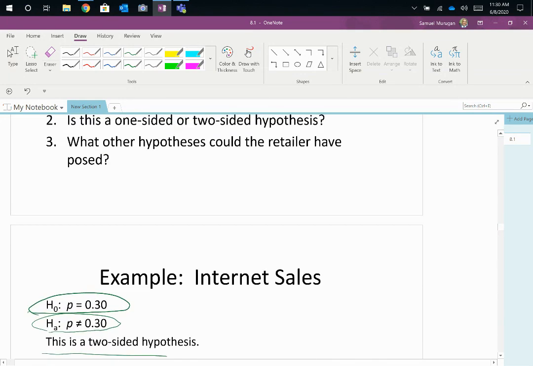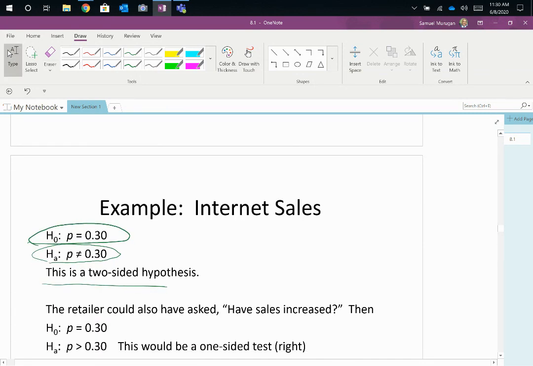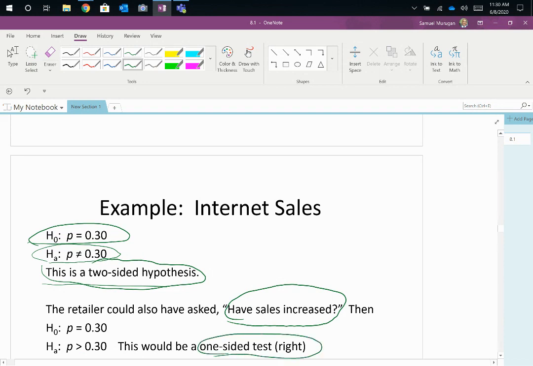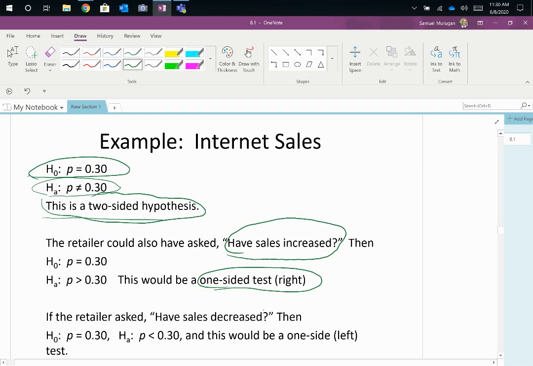Now, the second question says, is this one-sided or two-sided? And we know that this is a two-sided hypothesis because he or she is trying to prove that the sales were not 30%. Now, if the retailer had used the words increased or decreased, then we would have a one-sided hypothesis. If he had said, have the sales increased, we would use greater than, and this would be a one-sided test to the right. If he had said, have the sales decreased, then we would have used less than, and this would be a left-sided test.